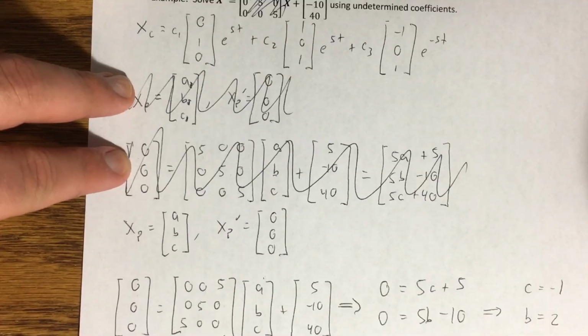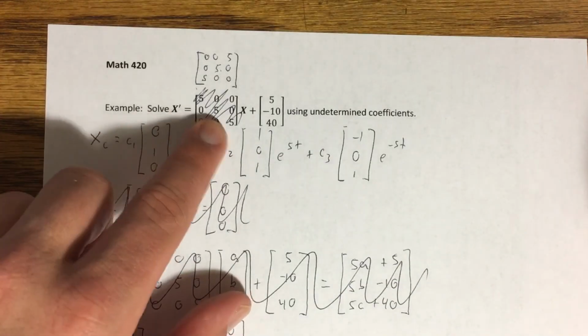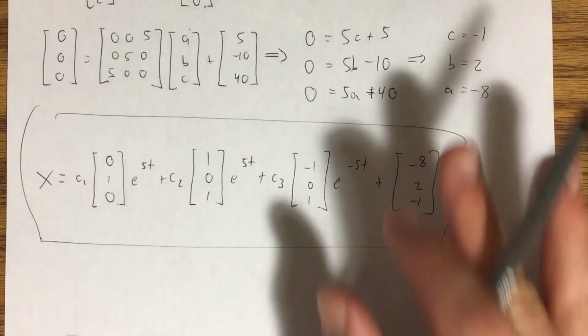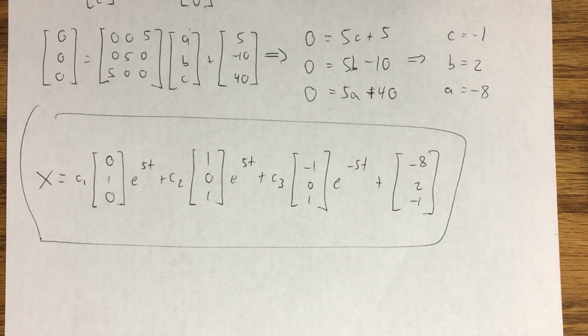Sorry about this. I didn't catch that when I was typing this, that I had the 5s on the wrong diagonal, but we fixed it, so we're good now. And that's all we're going to do for undetermined coefficients. Next up, we're going to look at variation of parameters.